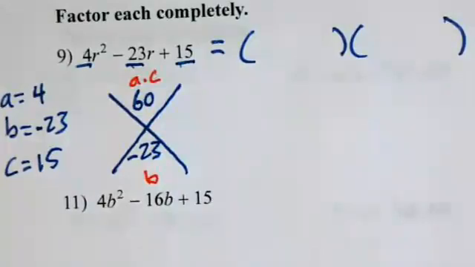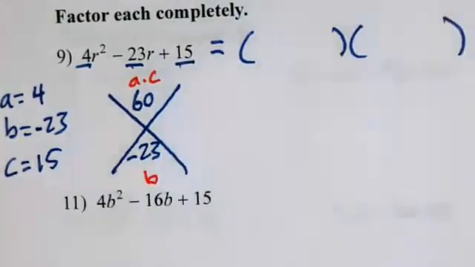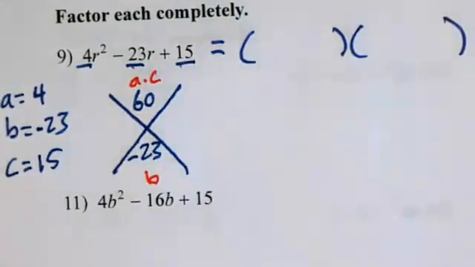So we need to solve this. Remember, when we're doing diamond problems, you multiply to get the top, you add to get the bottom. So we need to come up with 2 numbers that are going to multiply to give us 60 and add up to negative 23.